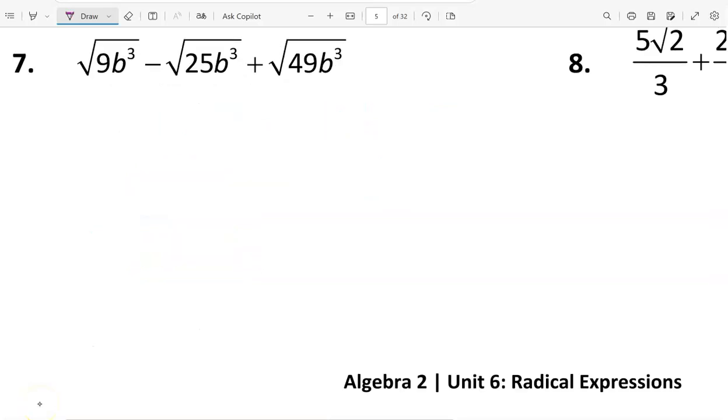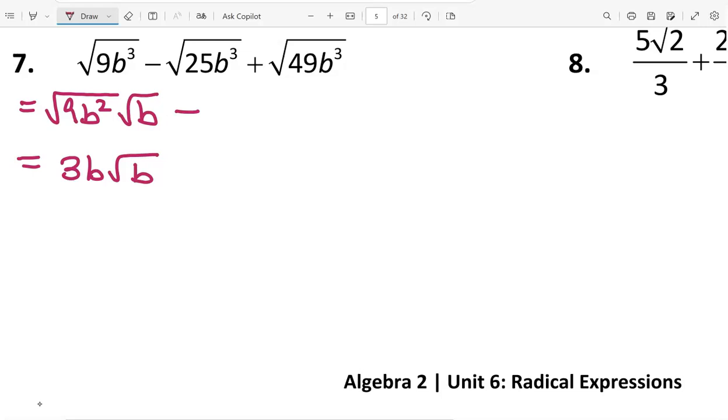In 7, we have 3 radicals to simplify and square roots. In the first term, we have perfect square factors of 9 and also b squared, so that will leave us with an extra factor of the square root of b. Simplifying, that's 3b times the square root of b. And then in the second term, we have perfect square factors of 25 and also b squared, which also leaves us with a leftover factor of the square root of b. So that simplifies to 5b times the square root of b.